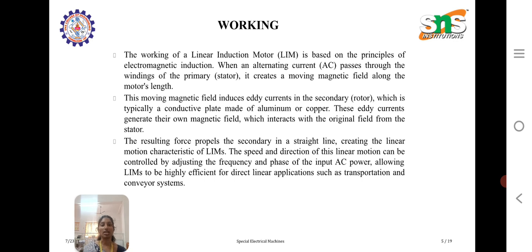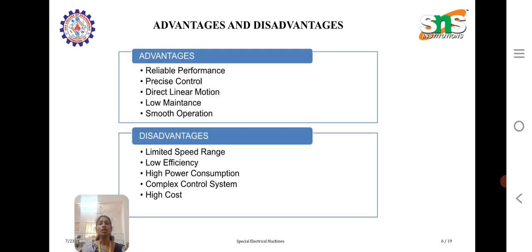The speed and direction of this linear motor can be controlled by adjusting the frequency and phase of the input AC power, allowing linear induction motors to be highly efficient for direct linear operations such as transportation and conveyor systems. So, coming to advantages and disadvantages. Advantages: reliable performance, precise control, direct linear motion, low maintenance and smooth operation. These all come under the advantages of linear induction motor.